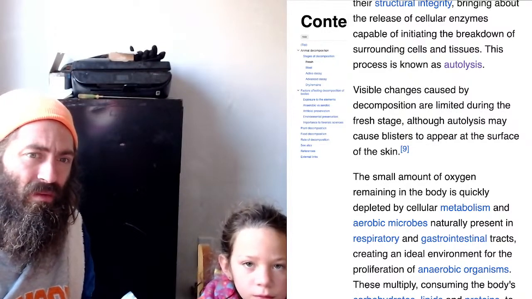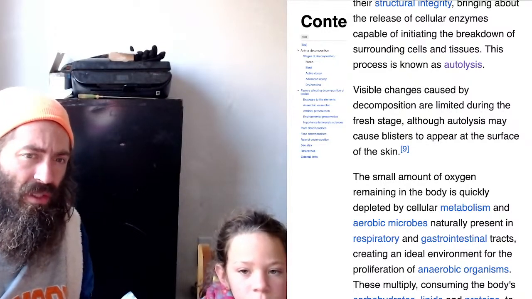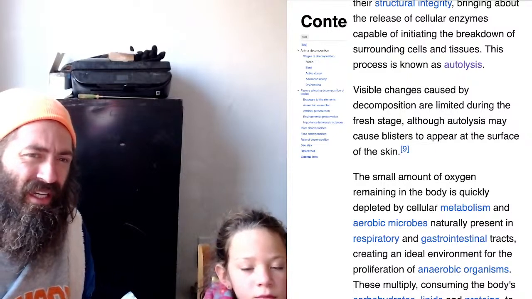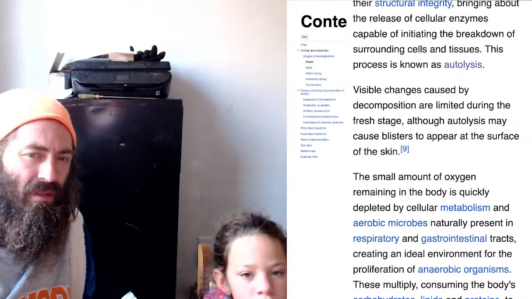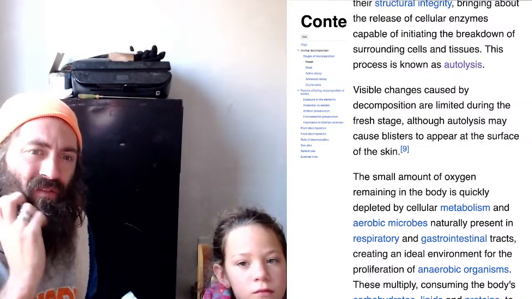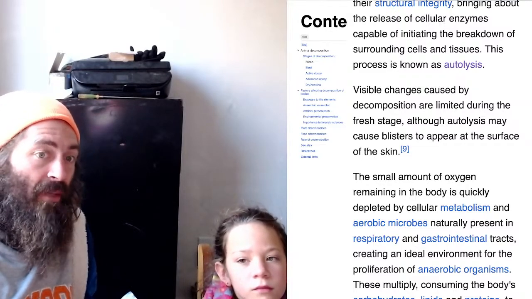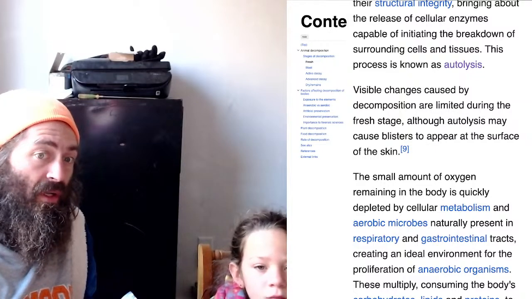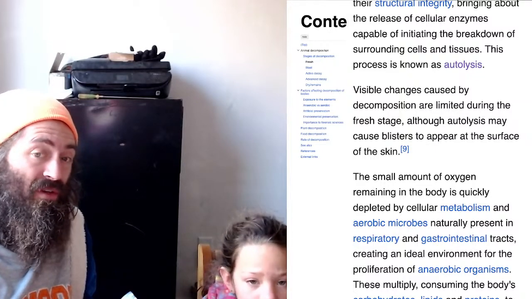I don't know. Maybe it is physical, since it talks about the breakdown of structural integrity, but it seems like these enzymes, I don't know, that's strange. So visible changes caused by decomposition are limited during the fresh stage, although autolysis may cause blisters to appear at the surface of the skin.